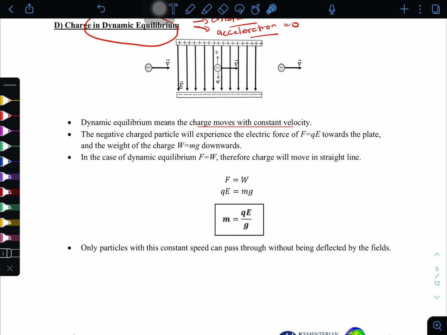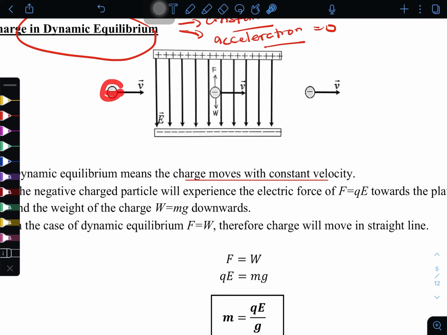The negative charge particle will experience electric force towards the plate. Okay, macam mana saya nak pastikan yang negative charge saya, bila dia masuk, dia tak tertarik dekat positive plate. Okay, so in this case, kita consider the weight. So, bila kita tahu, force, bila dia masuk akan ada force sebab dia ialah negatif, akan tertarik ke atas. So, dia akan ada electric force ke atas. But it also has the weight. So, weight sentiasa ke bawah.